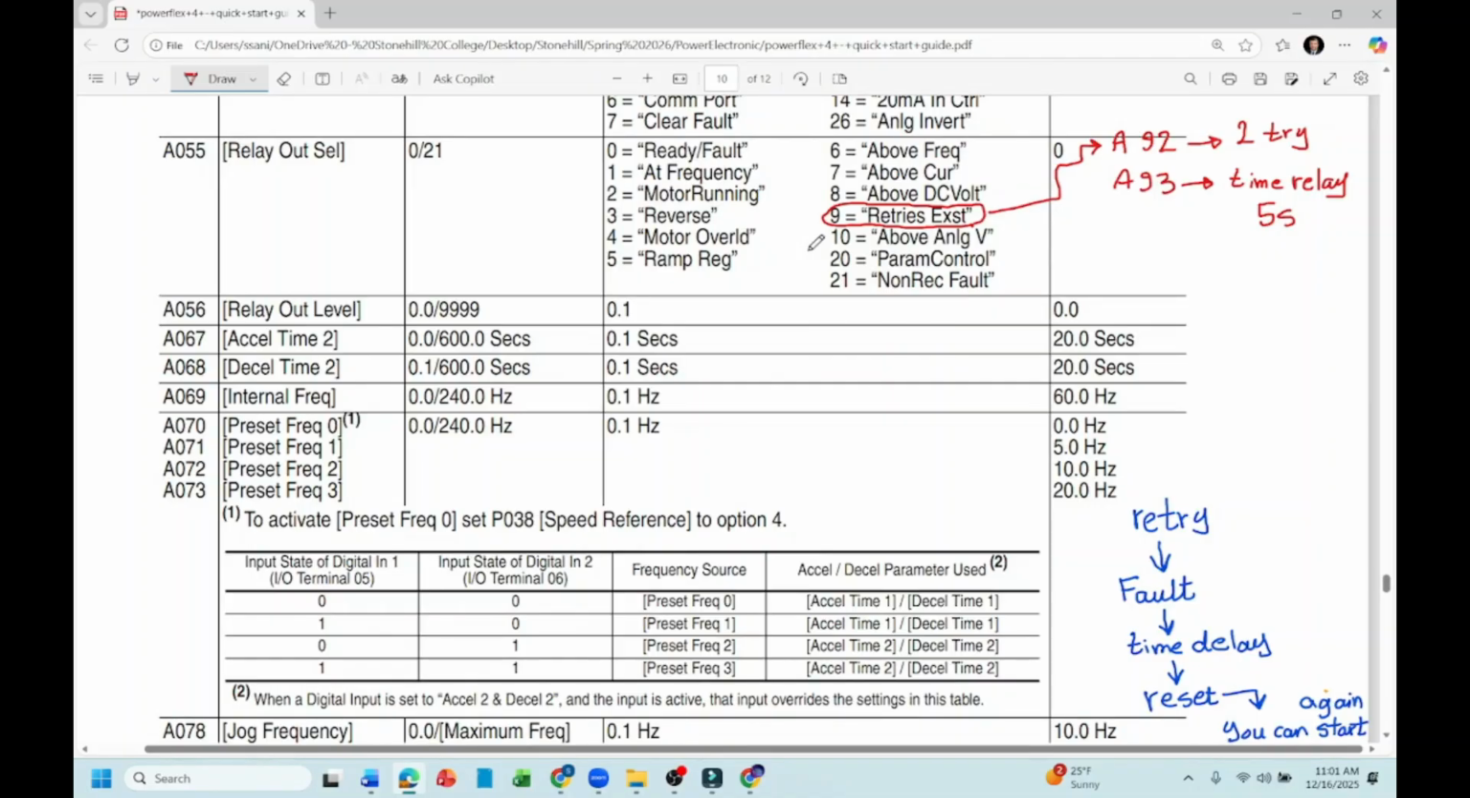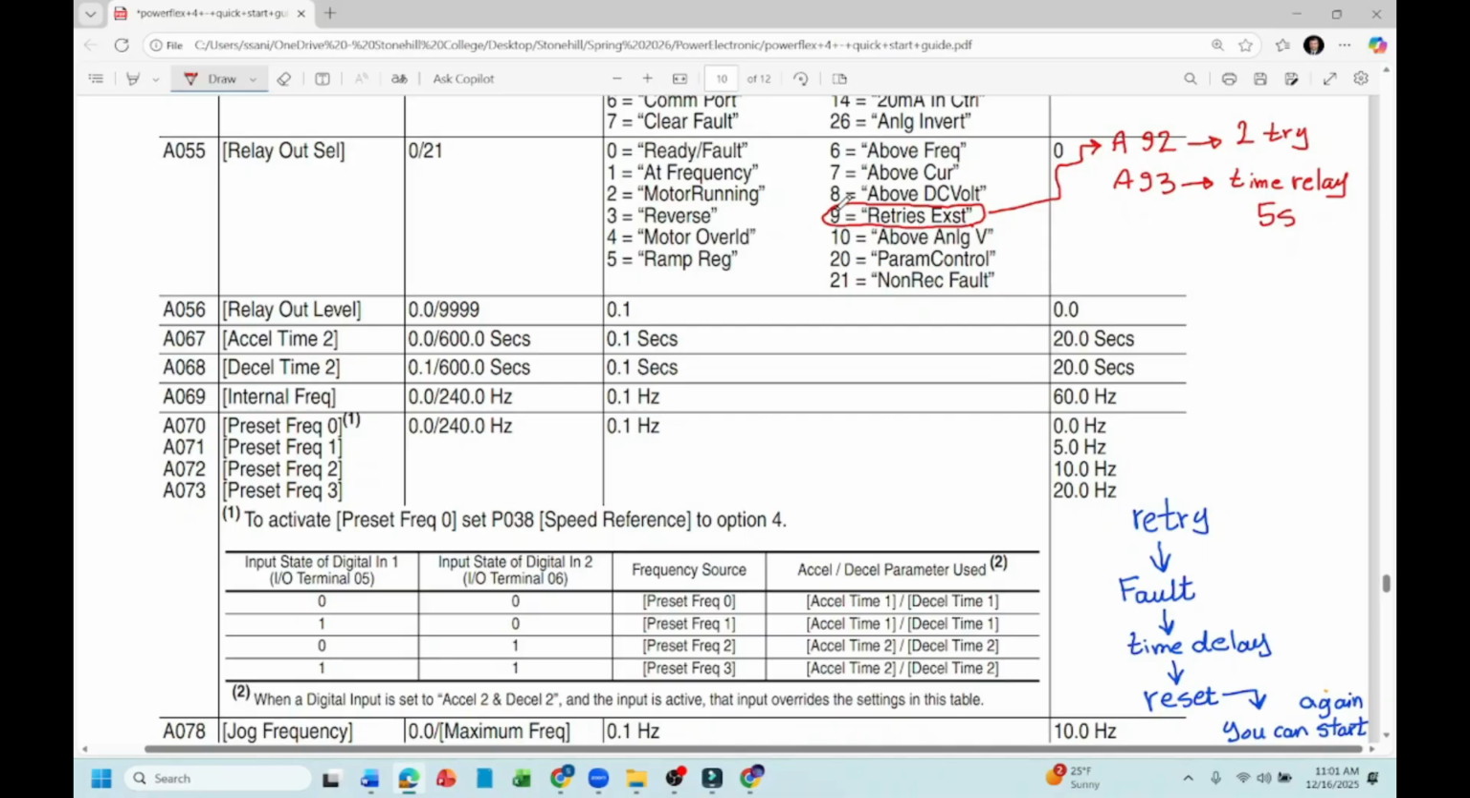Okay, the next parameter is A055 and 9, which says retry exceed. So let's see what retry means. Whenever the VFD faces a fault, it usually gives some time delay and then resets everything, so you can start to use your motor and push the start button again. Technically it's telling how many times it can retry whenever it faces a fault.